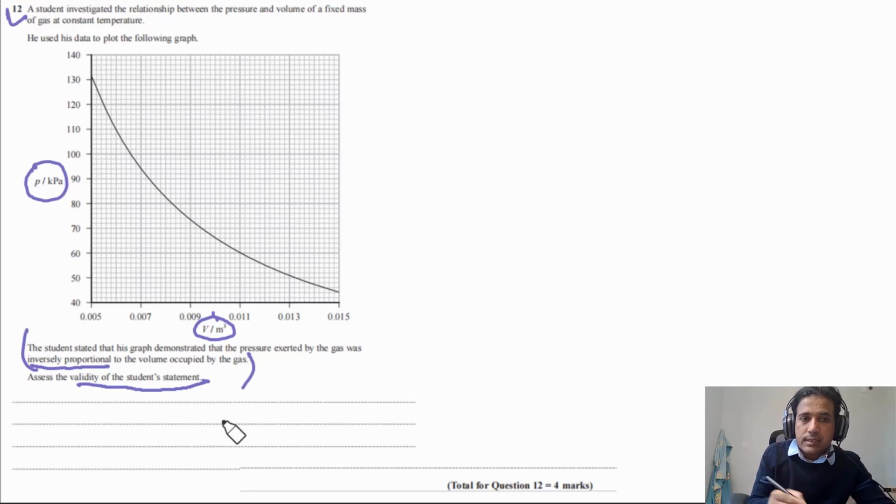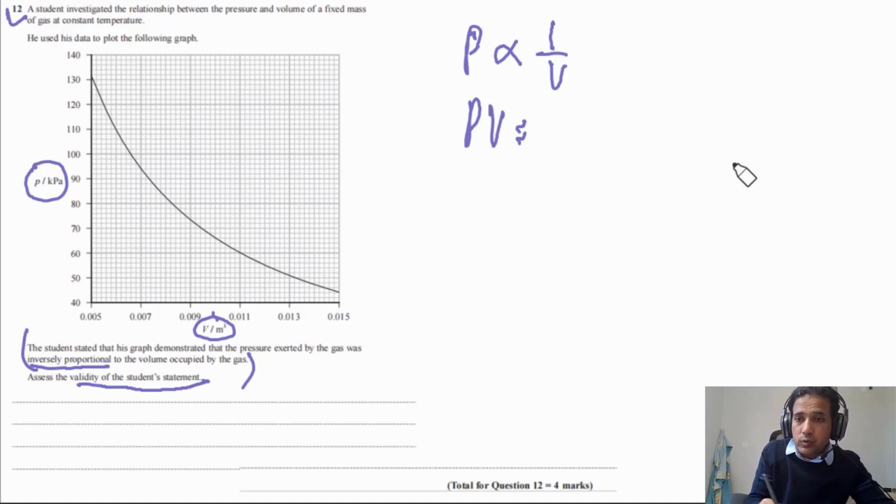So how can we assess? In this case, P is inversely proportional to V. So it means that PV should be equal to a constant. So we can say the product of PV should be constant. So now simply we need to take some data points and check this equation.